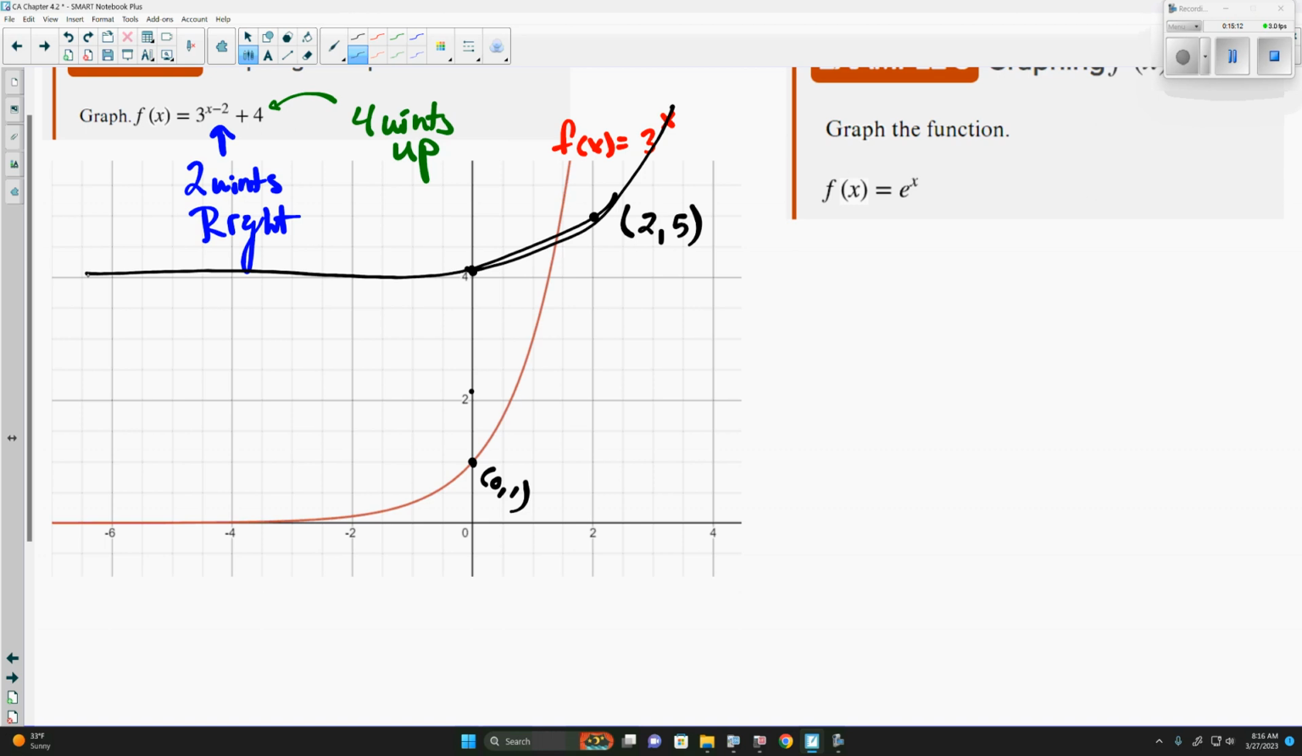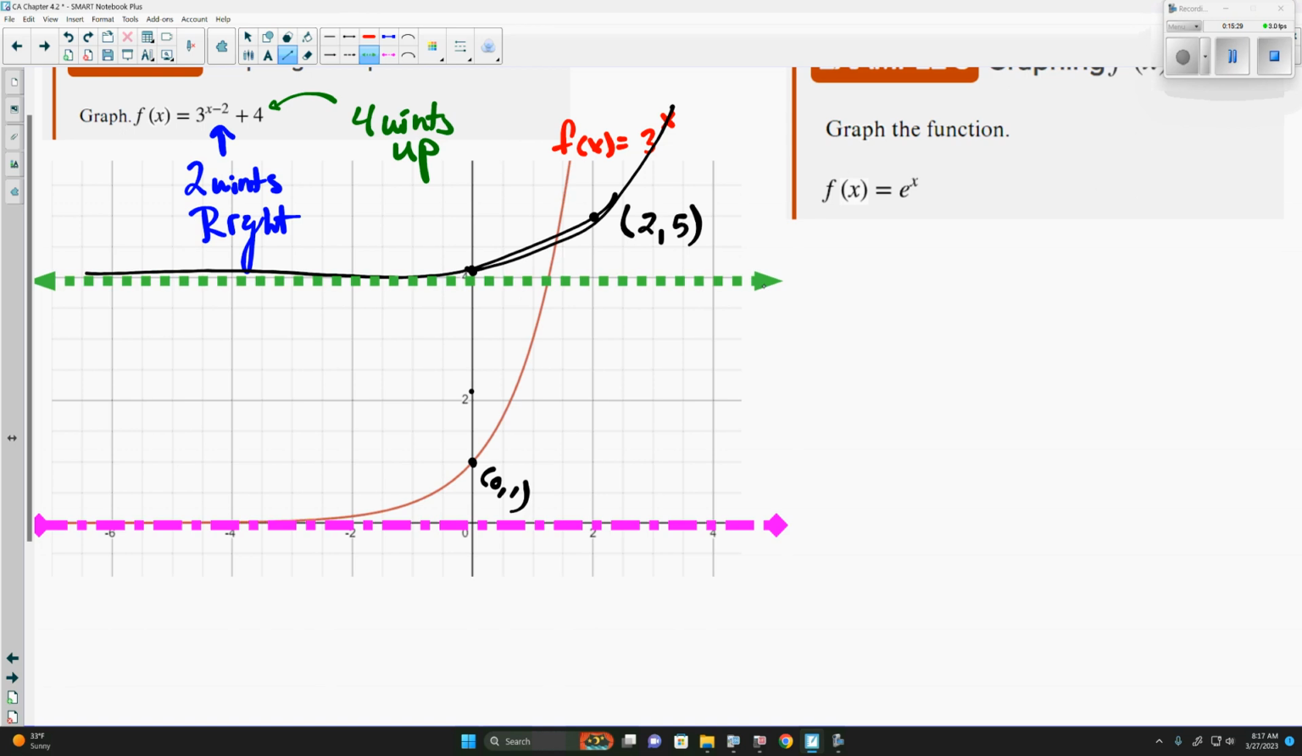Now, also with the horizontal asymptote, our original horizontal asymptote was y equals 0. But we moved the entire function, what? Up 4. So the new horizontal asymptote is actually going to be at 4.